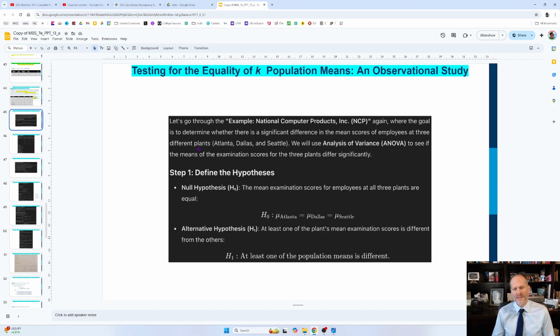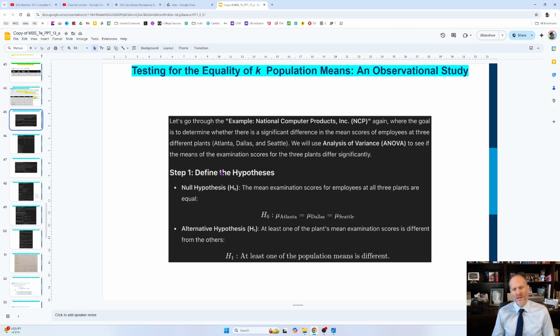And so we want to determine whether there's a significant difference in the mean scores of employees at 3 different plants. We will use analysis of variance, ANOVA, to see if the means of the examination scores for the 3 plants differ significantly. So analysis of variance is good for testing equality of means when you have 3 or more means.